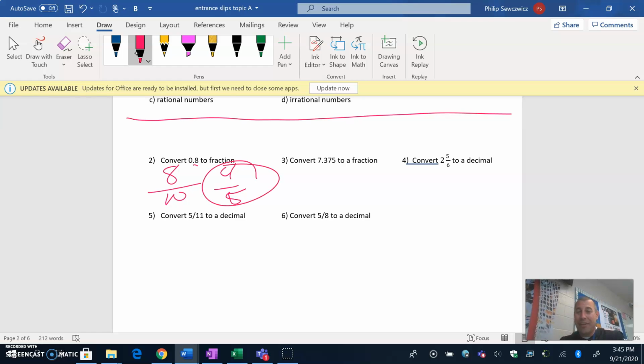All right. The next one, convert 7 and 375 thousandths. Yes. So there it is. 7 and 375 thousandths. All right. I realize I'm not too happy about simplifying this one either. So we can still do it. All right. 25s, 25. That's what I'm noticing here.